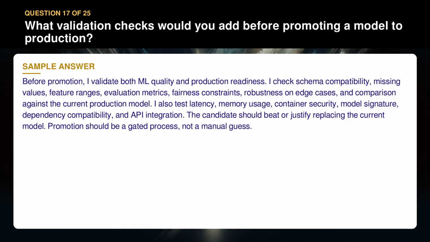Before promotion, I validate both ML quality and production readiness. I check schema compatibility, missing values, feature ranges, evaluation metrics, fairness constraints, robustness on edge cases, and comparison against the current production model. I also test latency, memory usage, container security, model signature, dependency compatibility, and API integration. The candidate should beat or justify replacing the current model. Promotion should be a gated process, not a manual guess.